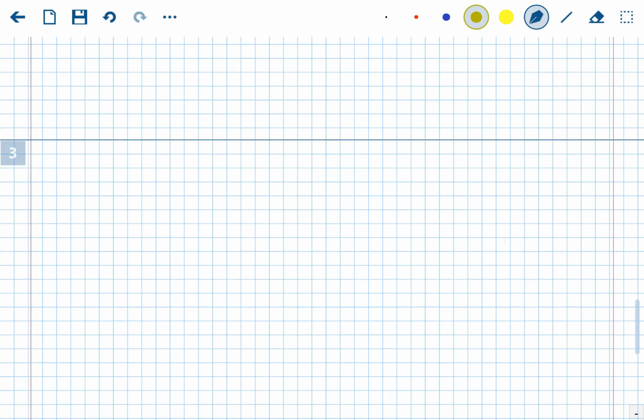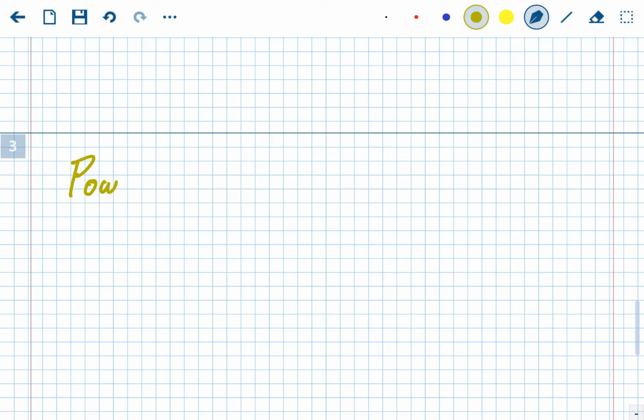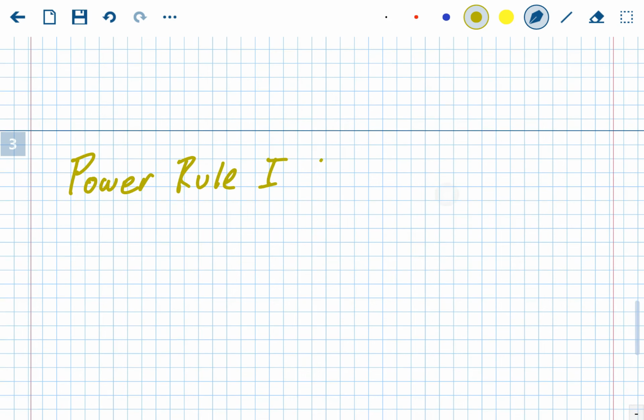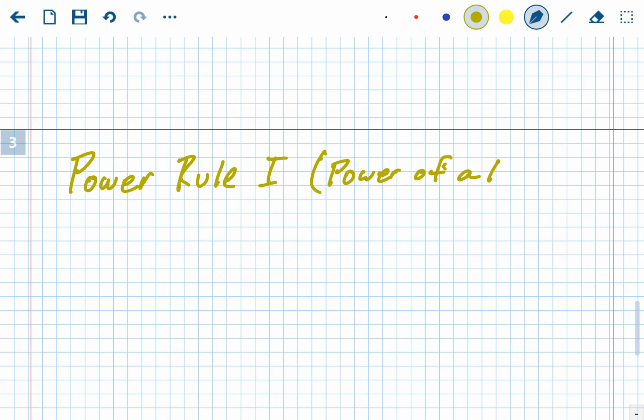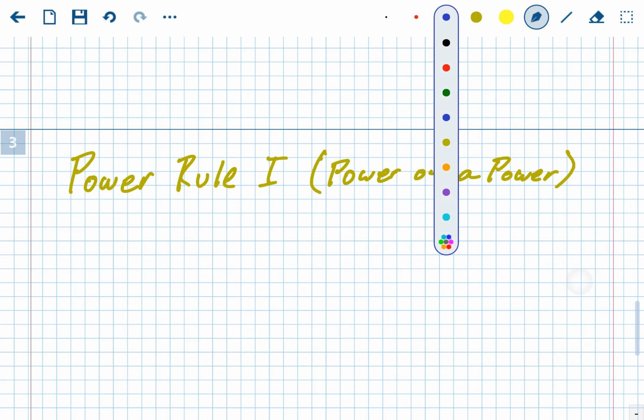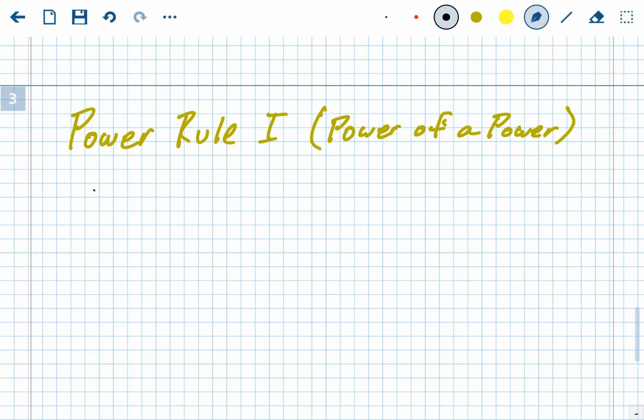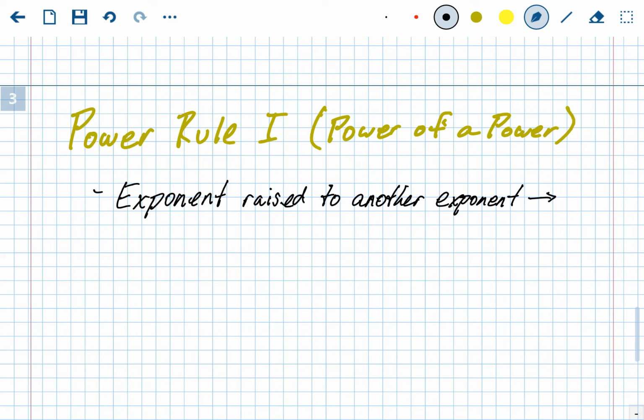Okay, so we got product rule, we got quotient rule. Next up is a power rule. There's actually 2 power rules, so we'll call this one power rule 1. It's also called power of a power. So in power rule 1, or power of a power, it's when you have an exponent that's being raised to another exponent, a power on top of another power. If you have an exponent raised to another exponent, then power rule number 1 says you have to multiply those exponents together.